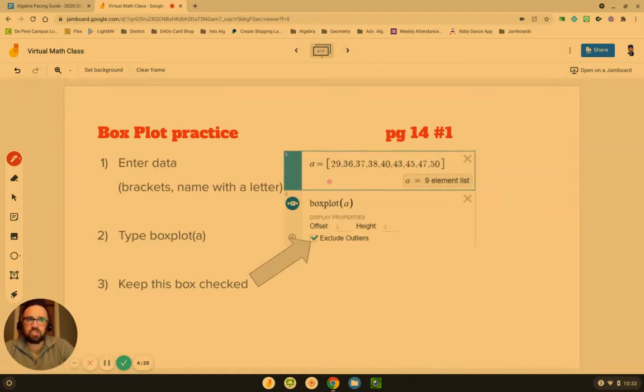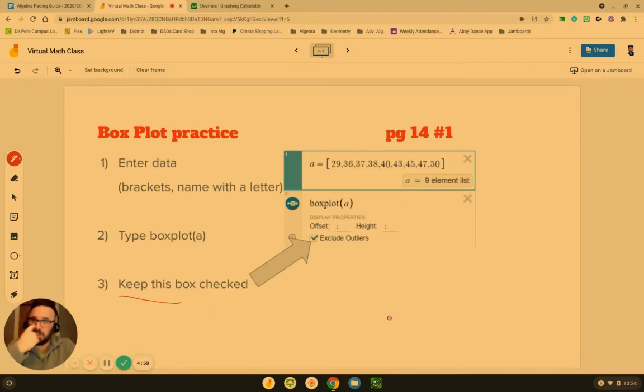Enter the data just like we have for mean, median, and mode, for histograms, for all of it. It's the same concept. But then we're going to use the word box plot. Last week we used histogram to create a histogram. Now it's going to be box plot of whatever letter, offset 1, height 1, and then we want to make sure we keep the box checked because that's going to then use a dot to show us the outlier. So write those steps down. You should pause the video, write those steps down, and then we'll look over at Desmos together.